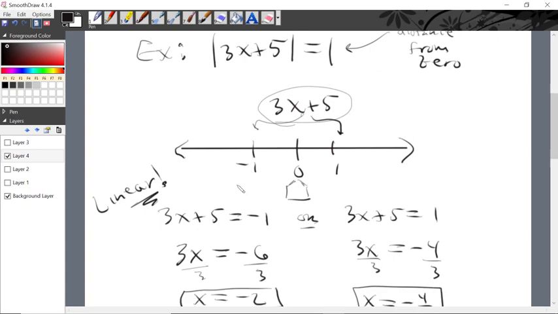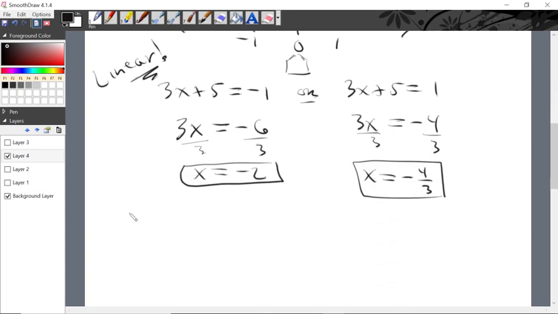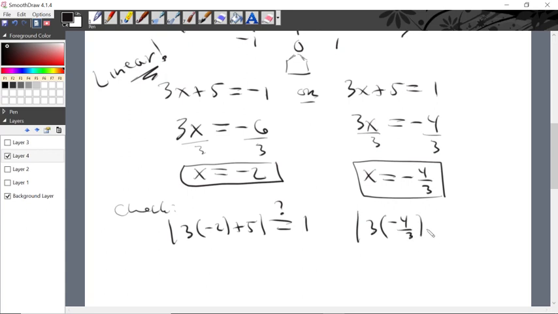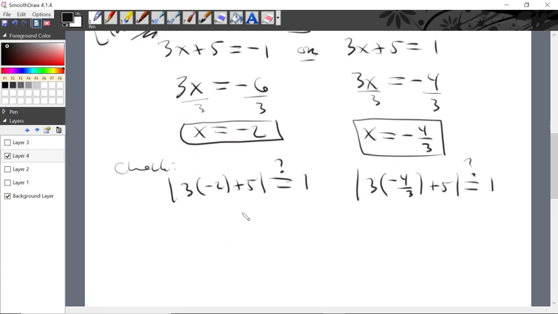Absolute value of 3x plus 5, right? Let's check real quick. The absolute value of 3x plus 5. So 3 times negative 2 plus 5. Does that equal 1? And for checking this one, the absolute value of 3 times negative 4 thirds plus 5, does that equal 1? We'll check these two.